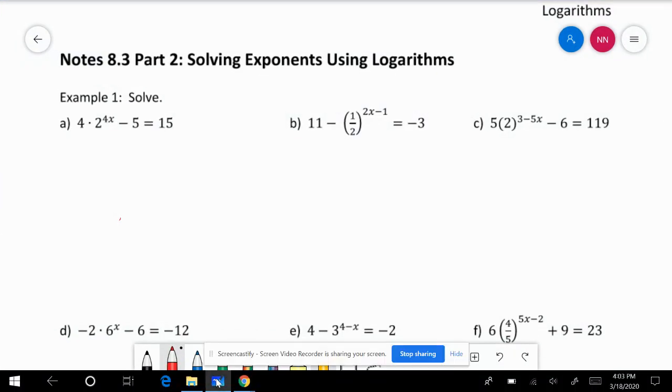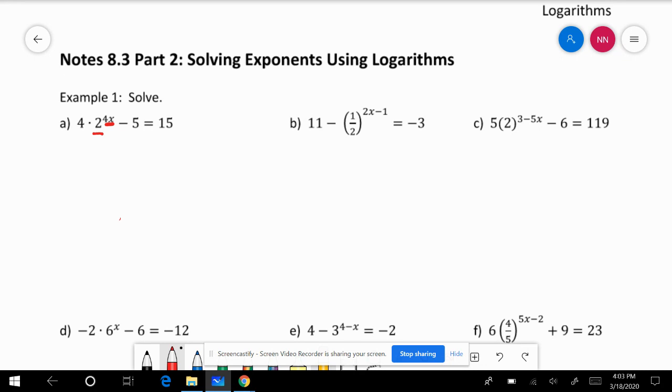What we're going to do now is solve exponential equations. These are going to be similar to what we did last time, except the problems are a little bit more difficult. If you remember last time, our first step is getting the base number by itself. The base number is the one underneath the exponent. Since our exponent is 4x, our base number is going to be 2.